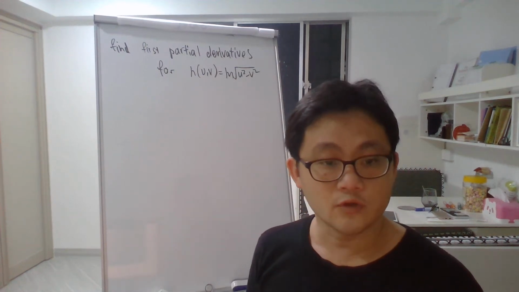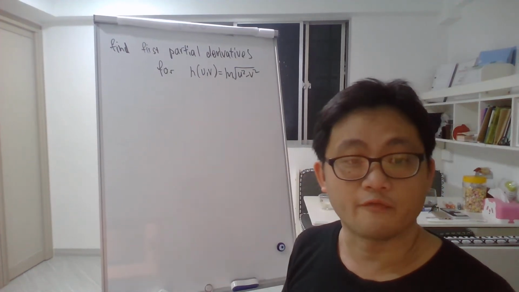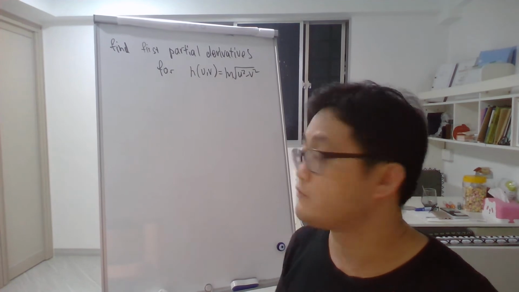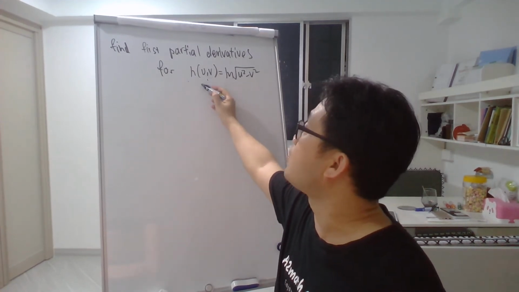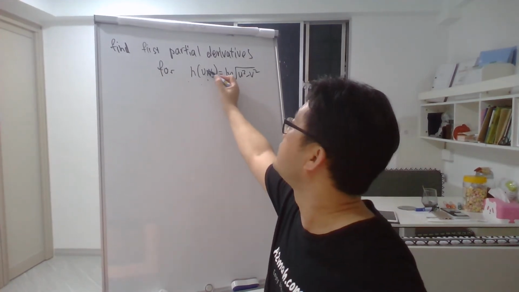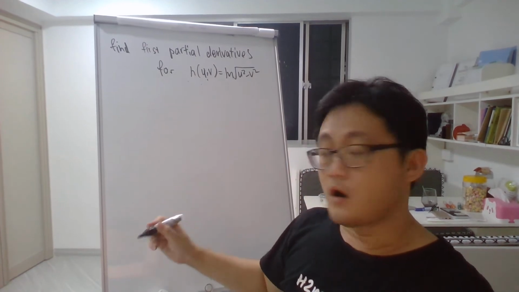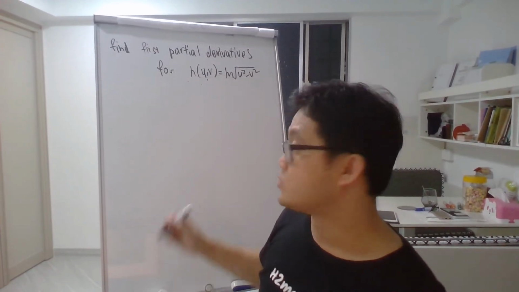Okay, hi, so in this video I'll explain how to do this question of finding first partial derivative for this function that depends on two variables, the u and the v. So before that I'll need to introduce a few concepts.